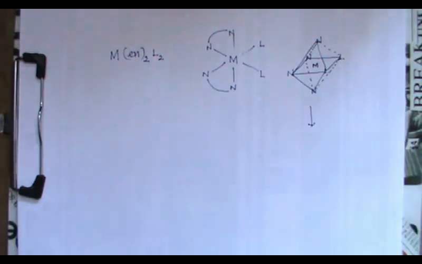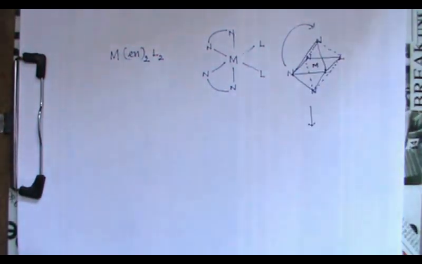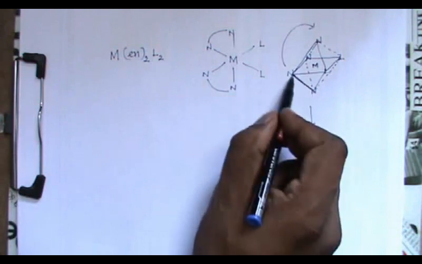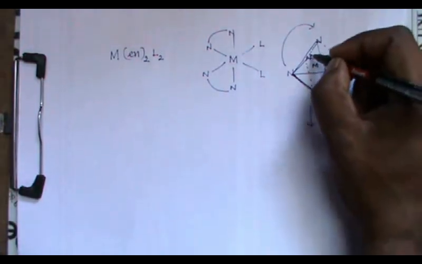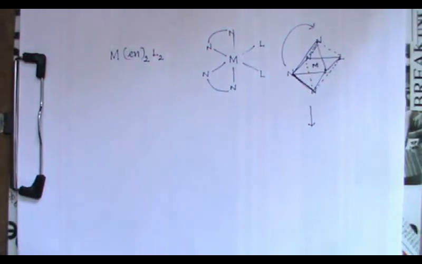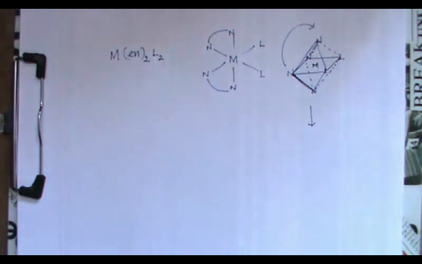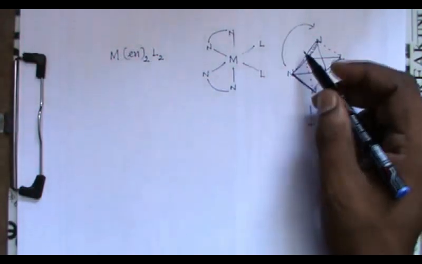I rotate this by 90 degrees. I bring this nitrogen to the top. We are going to focus on 2 lines. The first one is this line where we have the bidentate ligand, and the other line is this one. We are going to focus on these two lines. These two lines should be on the top so that it will be easy for us to view. That's why I am going to rotate this complex by 90 degrees.